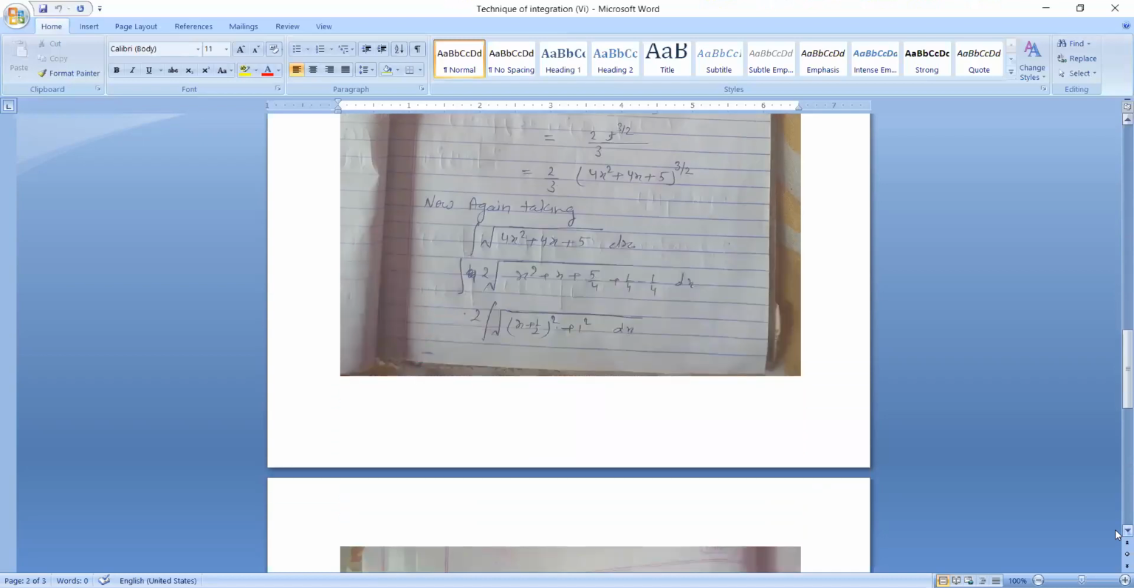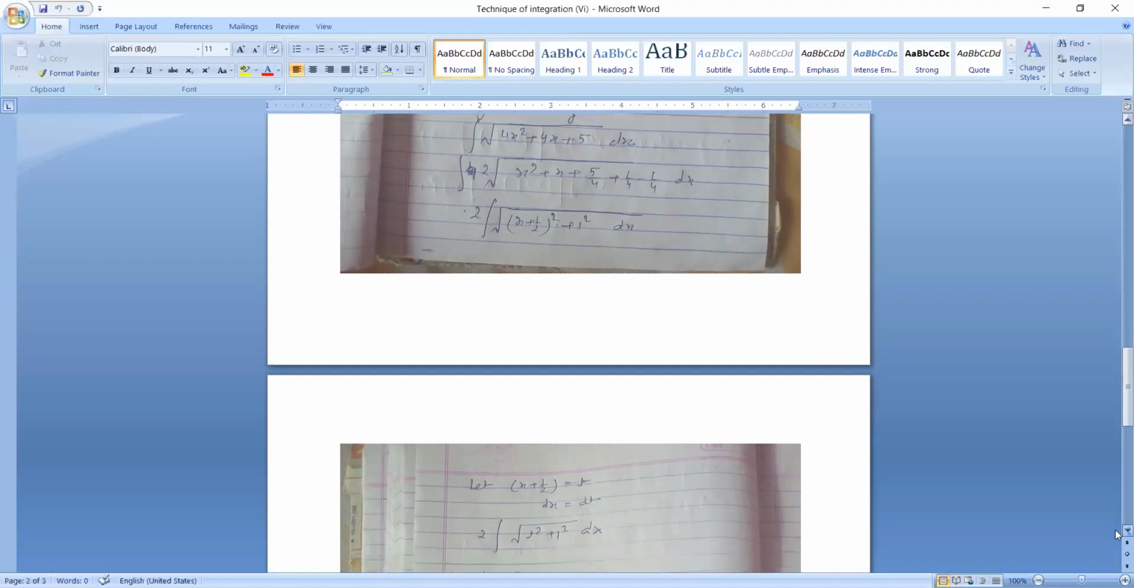Now again taking the integration of the other term, 1/√(4x² + 4x + 5). Now 4 is common and comes out of the root. Then this can be written as the integral of 1/(2√(x² + x + 5/4)), where 1/4 is added and subtracted to make a perfect square. Then this becomes 1/2 integral 1/√((x + 1/2)² + 1²) dx. Let x + 1/2 = t, so dx = dt, and this will be 1/2 integral 1/√(t² + 1²) dt.